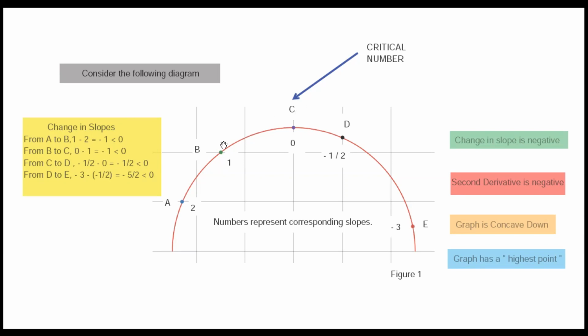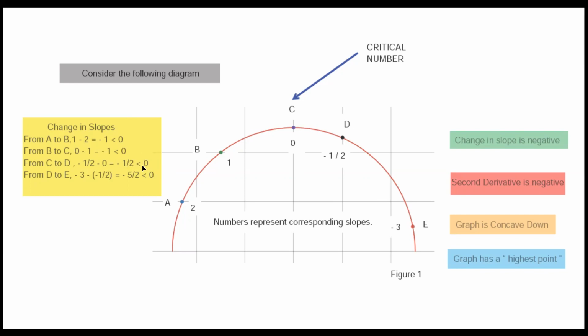So let's consider, since we have these slopes here, why are they here? We want to see what the change in the slope is as you go around this graph. So when you go from A to B, this change in slope is 1 minus 2, which is -1. We're only interested in the fact that it's negative. When you go from B to C, it's 0 minus 1, which is -1, but we're interested in the fact that it's negative. Going from C to D, it's -1/2 minus 0, which is -1/2.